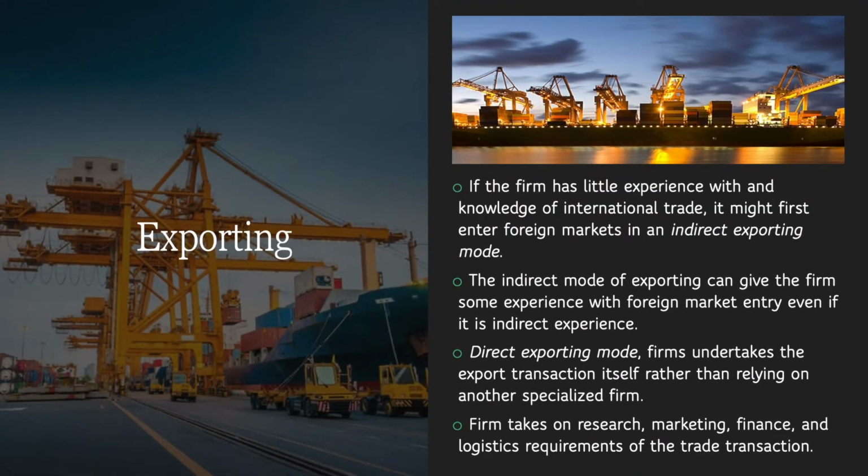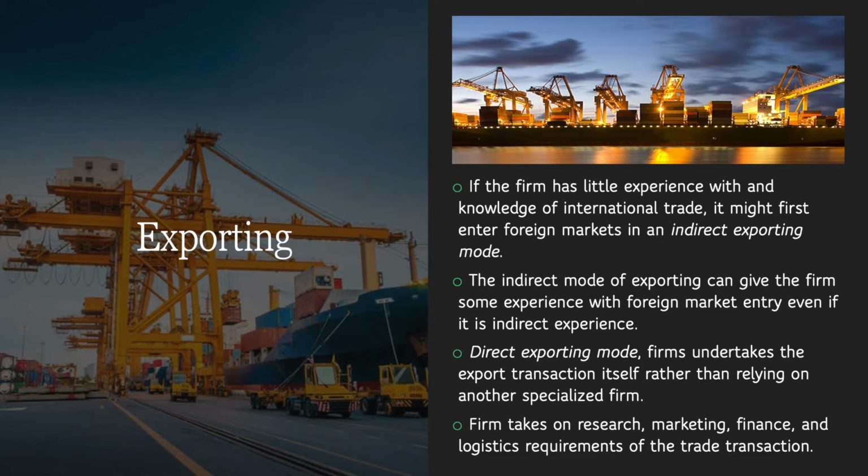How can the home country firm begin its exporting activity? If the firm has little experience with and knowledge of international trade, it might first enter foreign markets in an indirect exporting mode. Here it relies on another firm, known as a sales agent or trading company, to complete the export transaction. This indirect mode of exporting can give the firm some experience with foreign market entry, even if it is indirect experience.